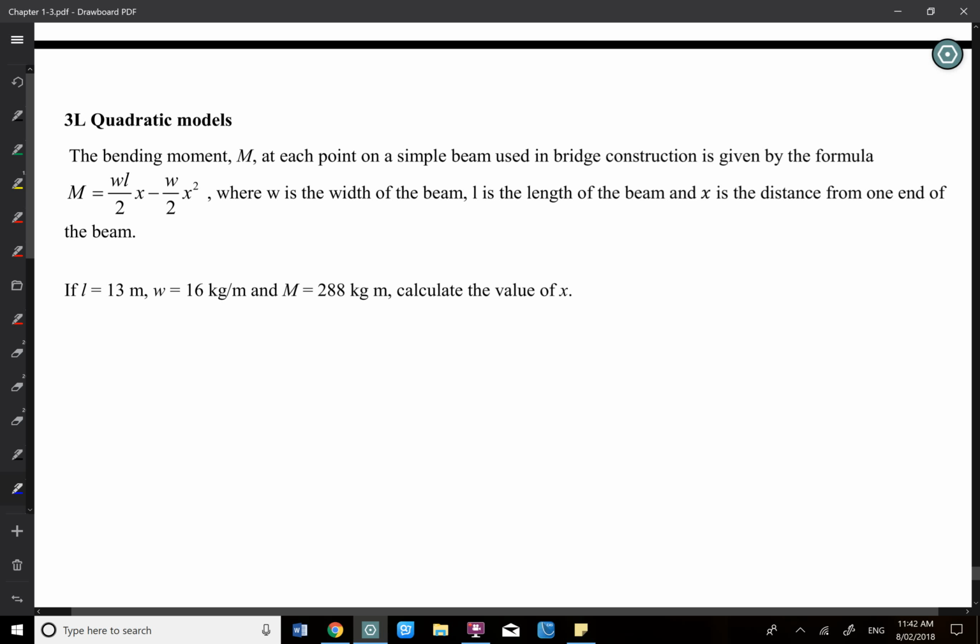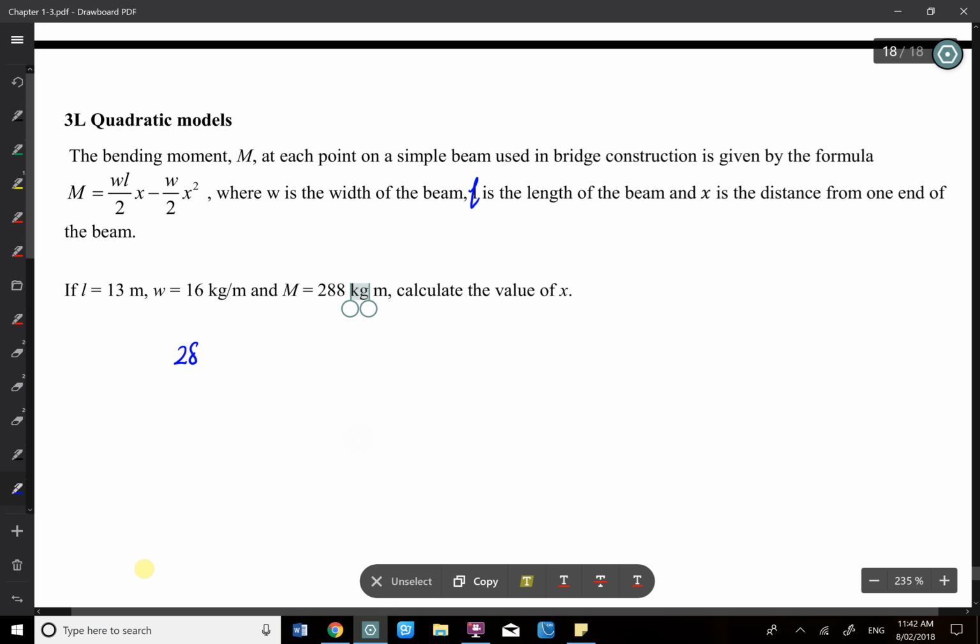So the bending moment M at each point of a simple beam used in bridge construction is given by that formula. So the formula is given: M, W, L, x. Okay, it's all given. Where W is the width of the beam, L, this is the L, not 1. L is the length of the beam and X is the distance from one end. If L is that, W is that, M is that, calculate the value of X. Basically, solving quadratic equations by substitution.